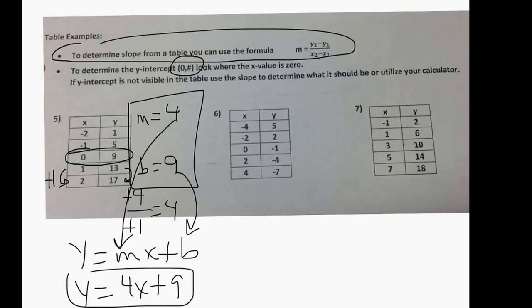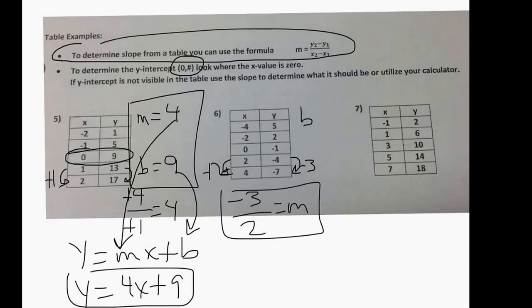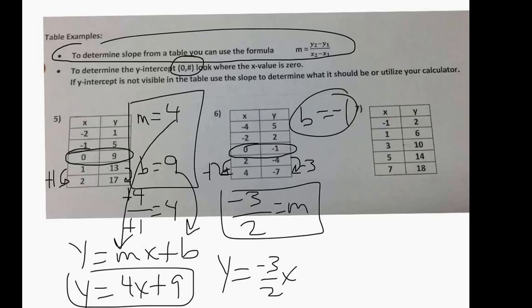Okay. On this one, same type of thing. From negative 4 to negative 7 is down 3. From 2 to 4 is up 2, so down 3/2. This is our m. Now we're going to search through the table for our b. Right there, looking for that 0, so negative 1. So there's our b, so y equals, instead of mx, it's negative 3/2x. Instead of plus b, it's minus 1.